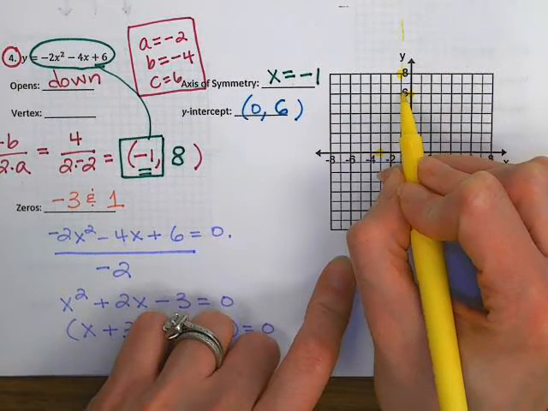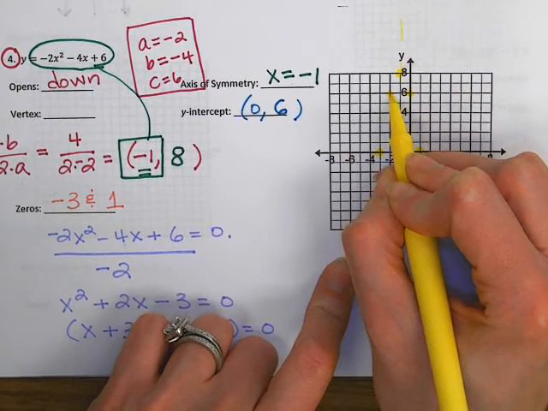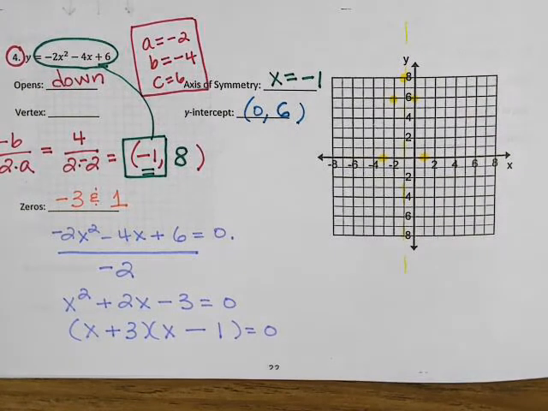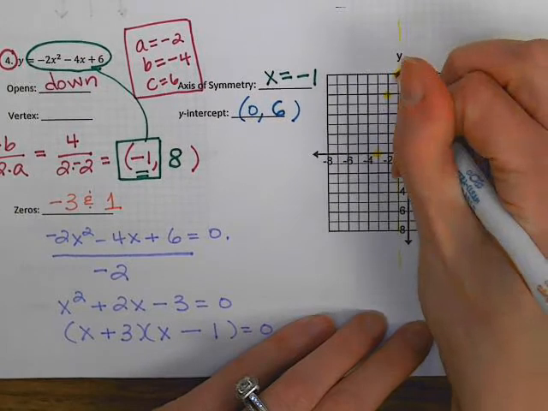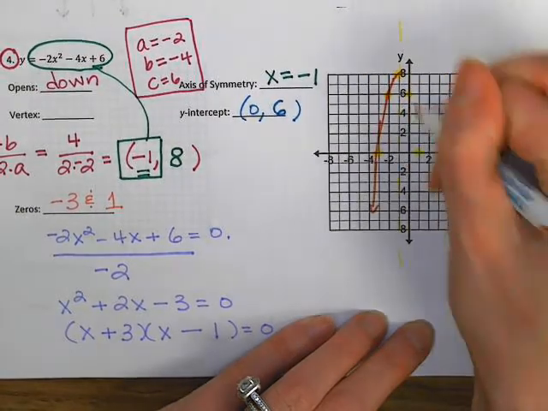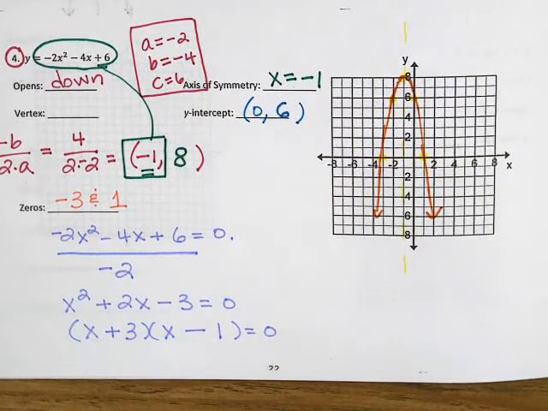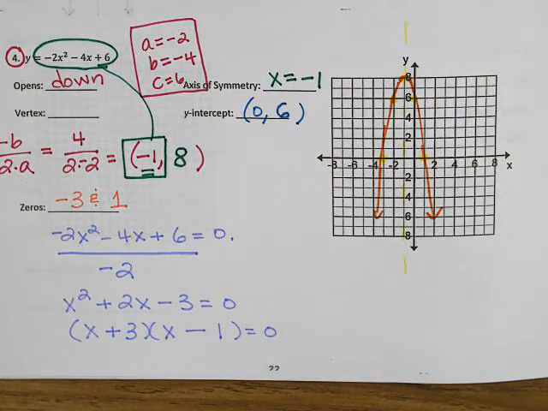So then our freebie point is over here. Okay, yellow was a terrible idea. Connect the dots, and we have our parabola. Okay, so that's how you guys have to do it when it's in standard form.